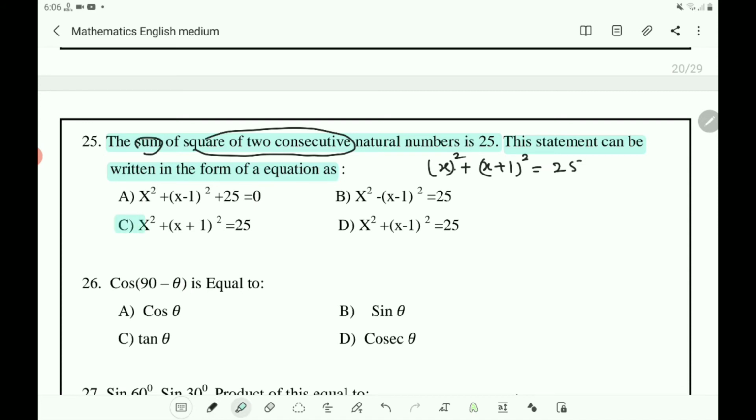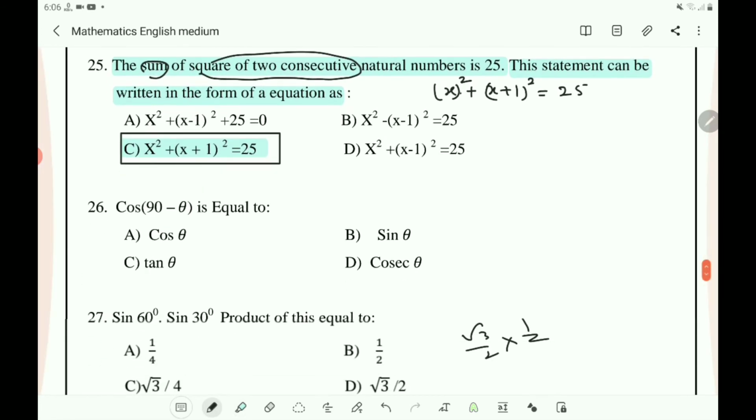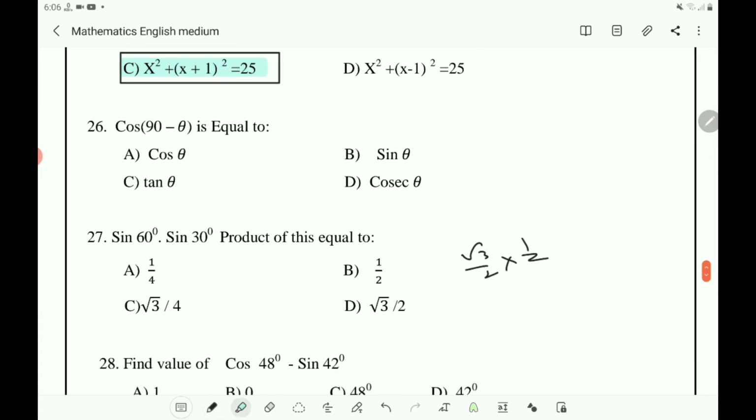So what is the answer? Option C is the answer. Note down the answer, option C. Then you take the next question, question number 26. Cos (90 minus theta) equals what? The complementary of cos theta is sin theta. You know that option B is the answer. Cos (90 minus theta) is sin theta.